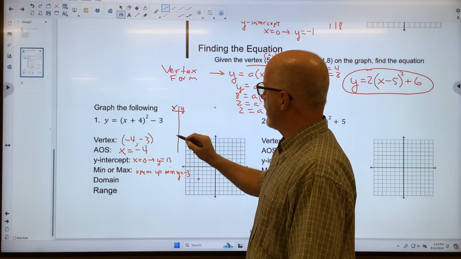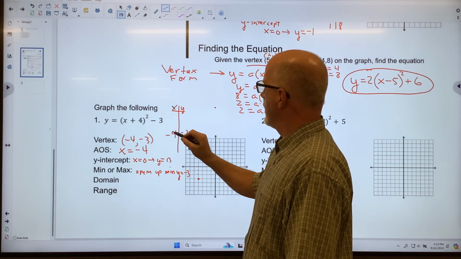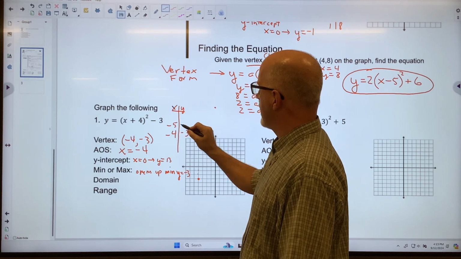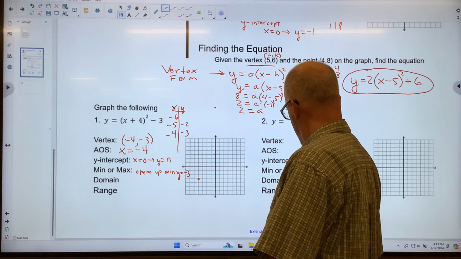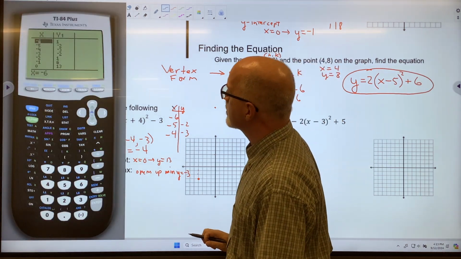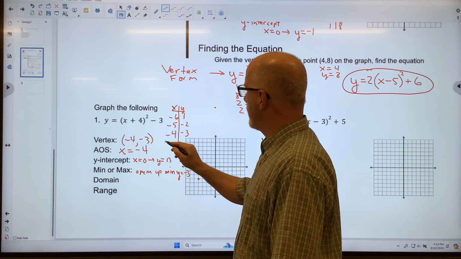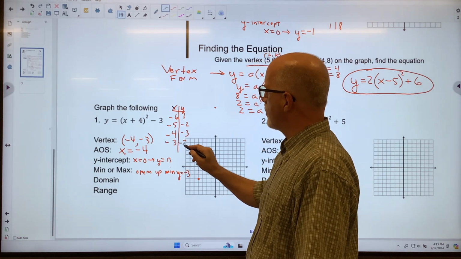X and y. I've got -4, -3 in the middle. Okay, so I'm going to go with -5, and I had a -2 for that, so it's going to go with -6. -6, I got 1 from that. And then if you go with -3, there's going to be symmetry. That'll be the same as -2 there.